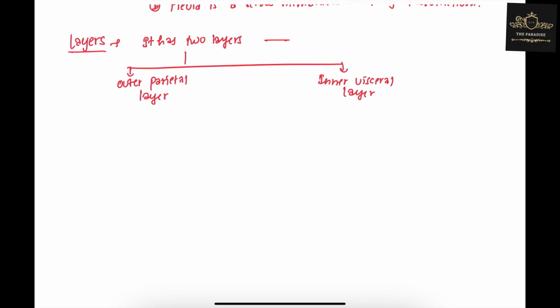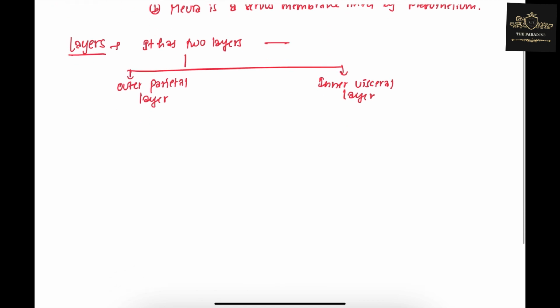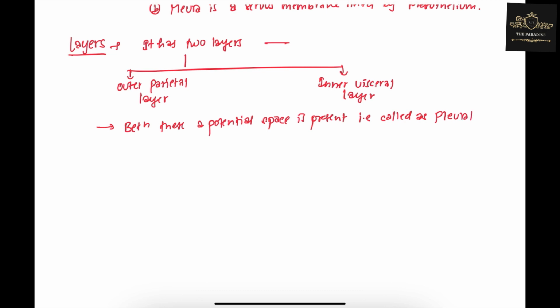Between these, a potential space is present. That is called as a pleural cavity, filled with pleural fluid.